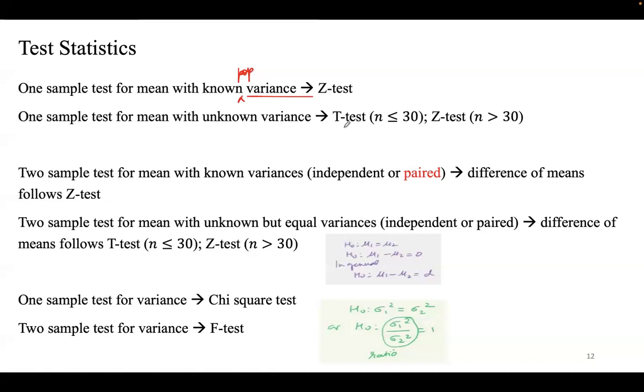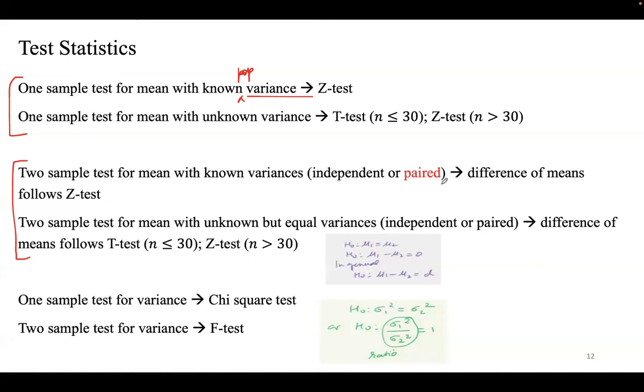But we know that if you have enough samples, the t-distribution almost looks like a normal distribution. So we can switch to a normal distribution if the sample size is large enough. So that's the one sample case. Now, we can have two sample cases also. Here are the two sample cases for mean, again with known variance and unknown variance. And in both cases, you can have independent or paired samples. We'll see some examples here.